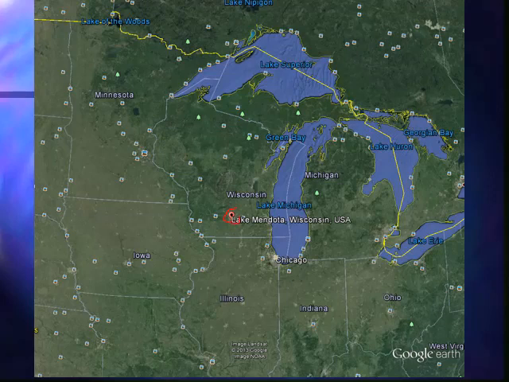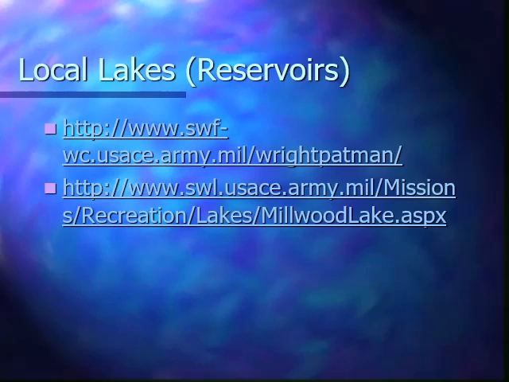This is Lake Mendota. So that's near Madison. Here's some links to information about our local lakes. So here's Patman. Of course, these are really reservoirs. And then here's Millwood. These are sites you could follow from the Corps of Engineers. Now, Patman seems to go by multiple names. I think it was originally the Wright Patman Dam and Reservoir or something like that. And now a lot of people call it Lake Texarkana, but it's the same body of water. So those are dammed up streams.